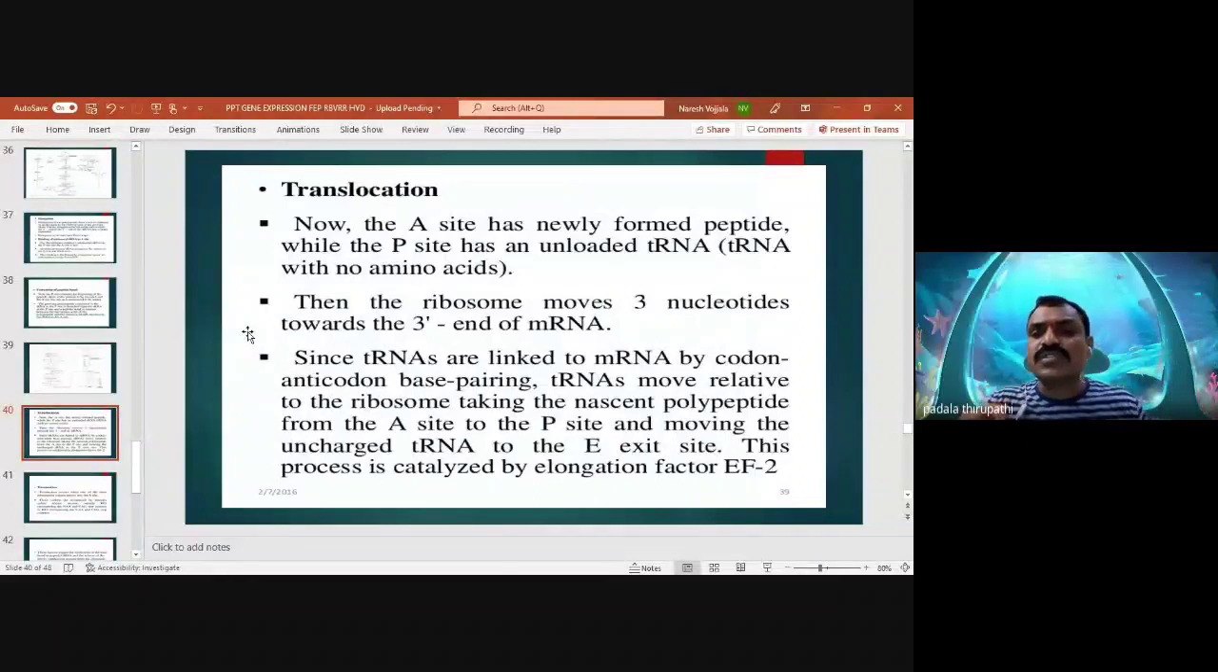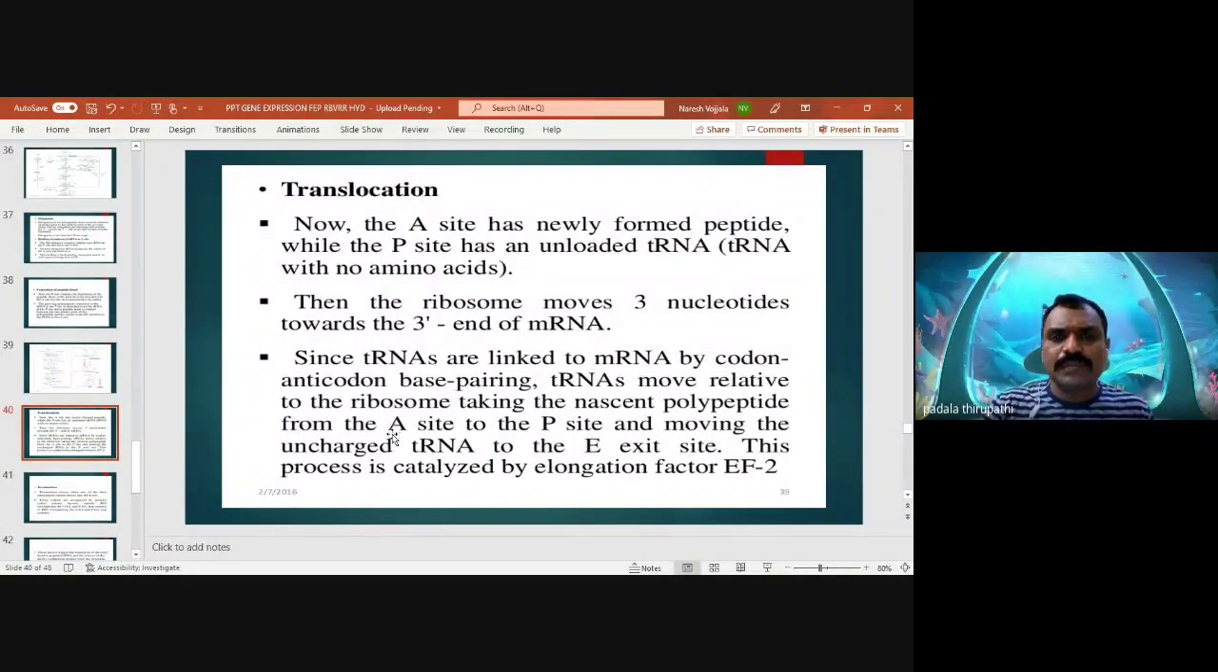Then the ribosome moves 3 nucleotides towards the 3' end of the mRNA. Since tRNA is linked to mRNA by codon-anticodon base pairing, tRNAs move relative to the ribosome, taking the nascent polypeptide from the A site to the P site and moving the uncharged tRNA to the E site. E means exit site. This process is catalyzed by elongation factor 2. My dear friends, remember EF2 means elongation factor 2.